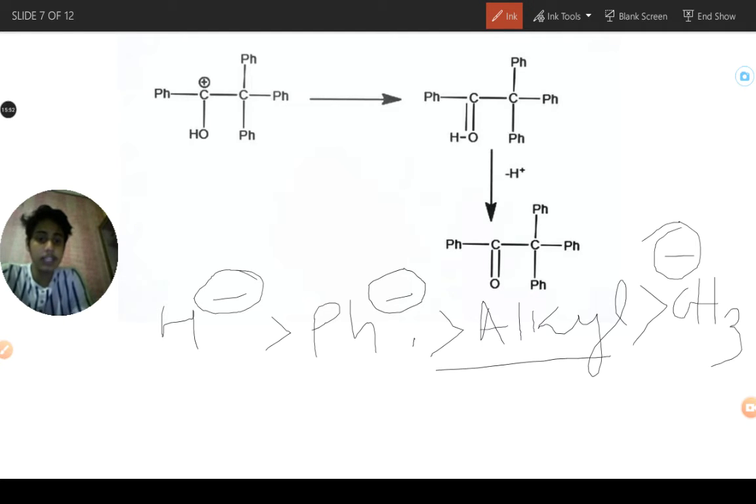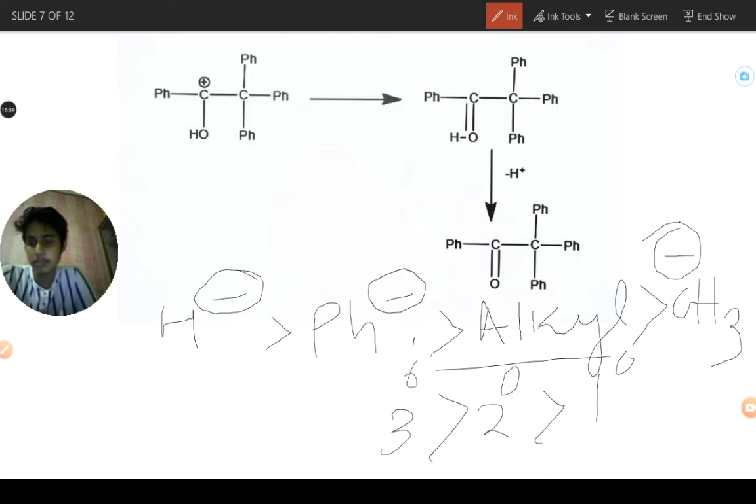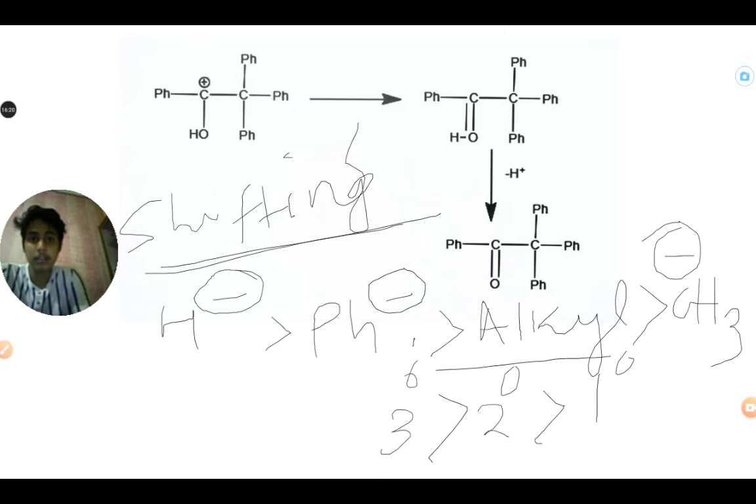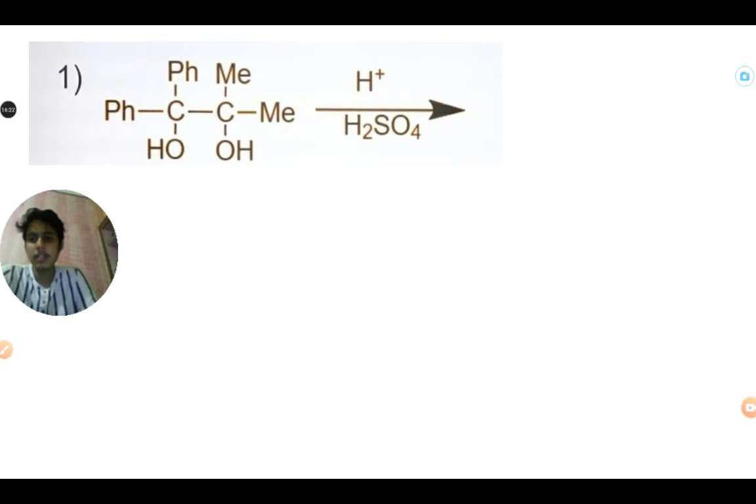So this alkyl group is what? First is 3 degree, then second degree, then 1 degree. Meaning tertiary greater than secondary greater than primary. So this is the order of the shifting power. This is the shifting power. So let's take some examples as well to understand more quickly. So let's take this one question.